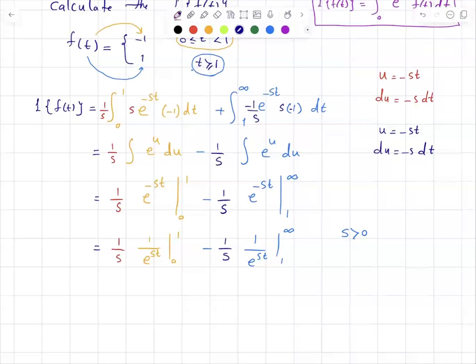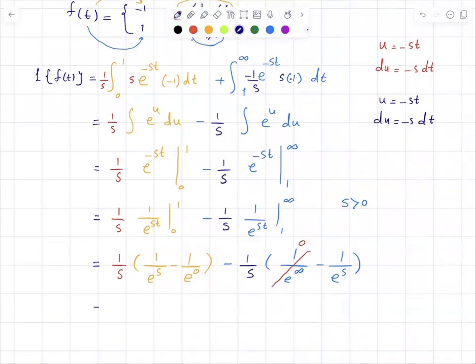Now just do the regular substitution. Here you have 1 over s times 1 divided by e to power s minus 1 over e to power 0. And here you have minus 1 over s times, here you plug in infinity, 1 divided by e to power infinity minus 1 divided by e to power s. So as you all remember, 1 over e to power infinity is 0. So we can get rid of this quantity here.